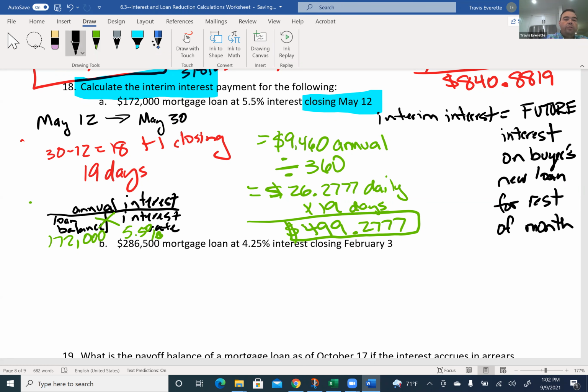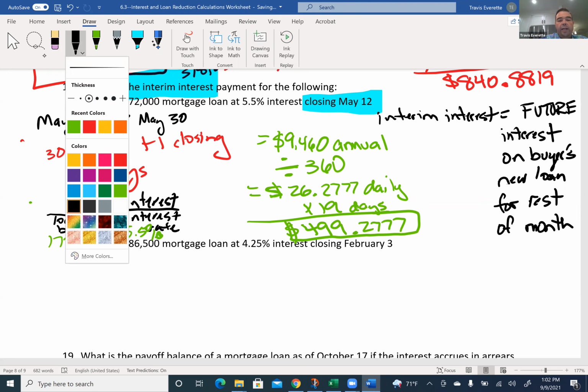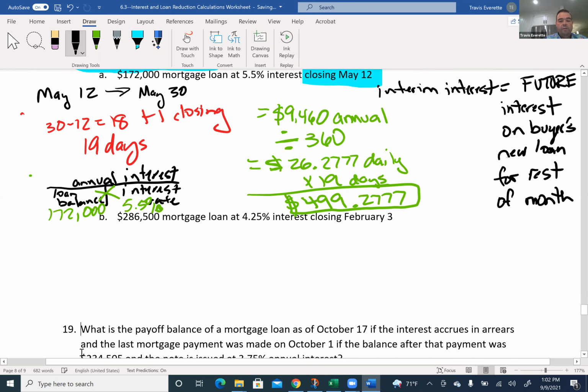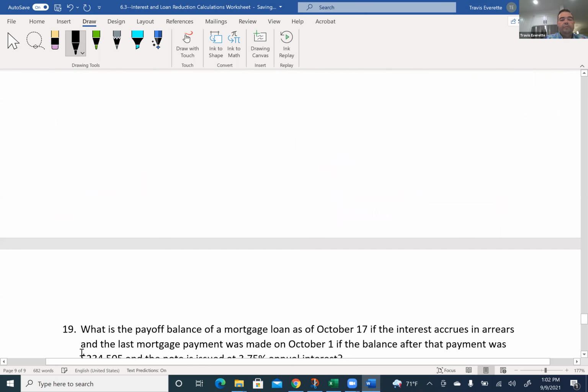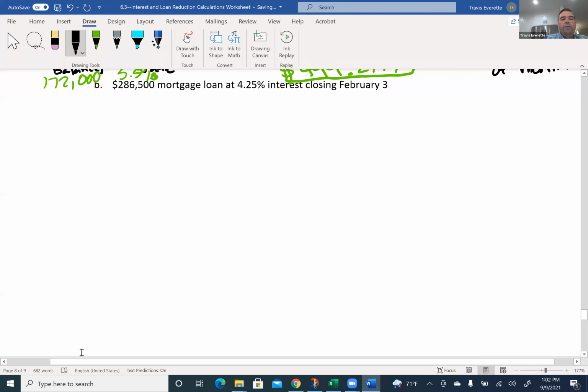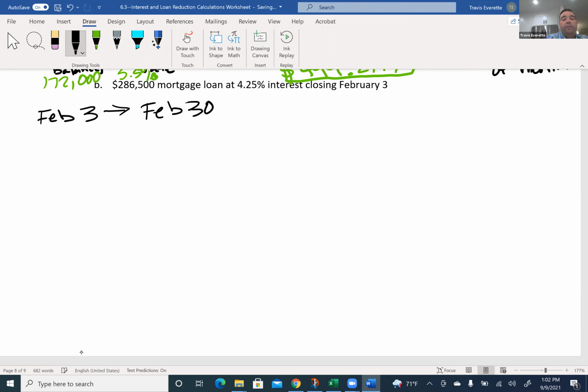All right. They want us to do interim interest again on the next one, B. And this one says it's closing on February 3rd. Let me give myself a little working room here. There we go. Not so cramped. So it says this one's closing on February 3rd. So I know my interim interest is always going to start on my closing date. And it's always going to go to the end of that month, which is February 30th, because they all have 30 days.